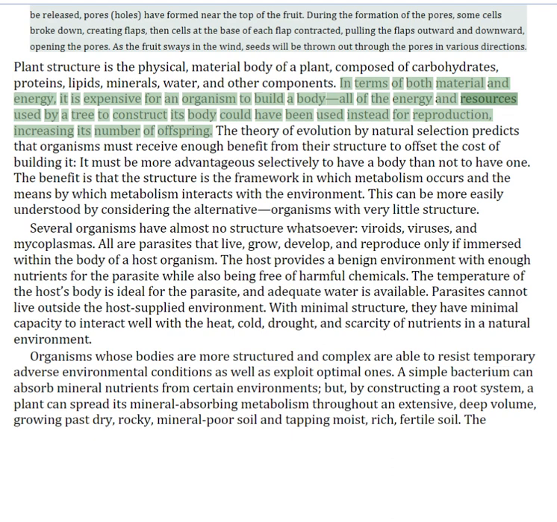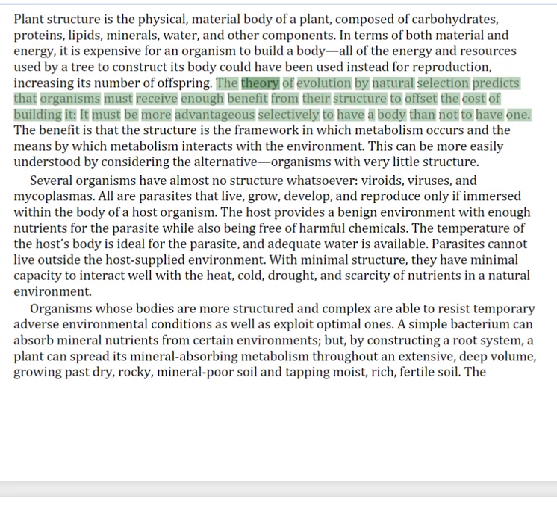All of the energy and resources used by a tree to construct its body could have been used instead for reproduction, increasing its number of offspring. The theory of evolution by natural selection predicts that organisms must receive enough benefit from their structure to offset the cost of building it. It must be more advantageous selectively to have a body than not to have one.